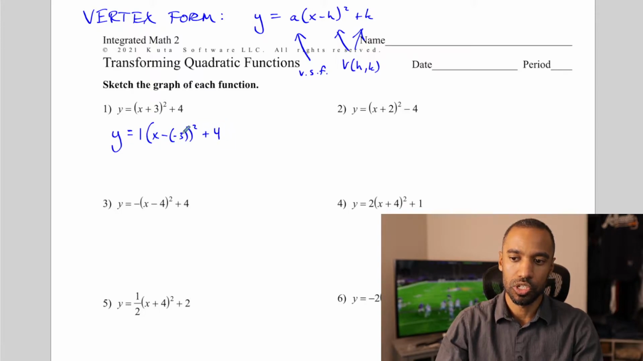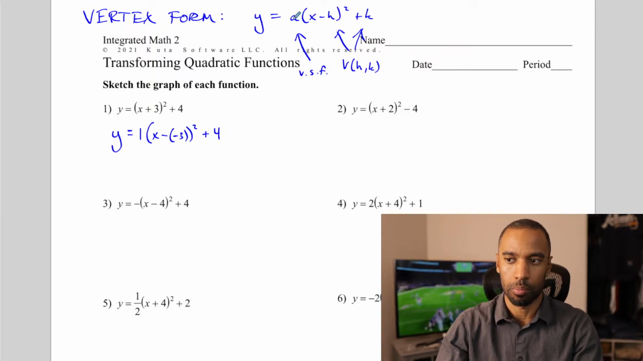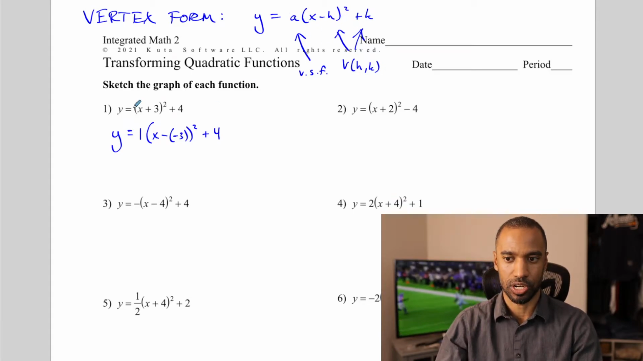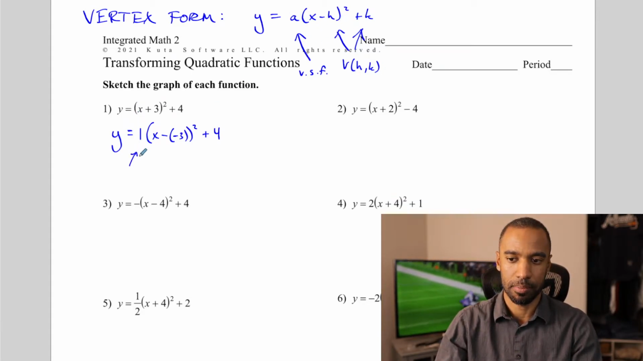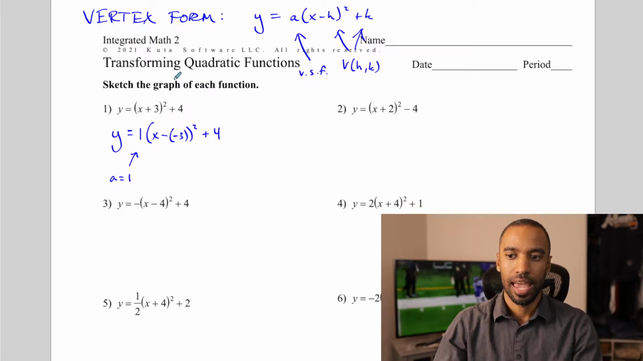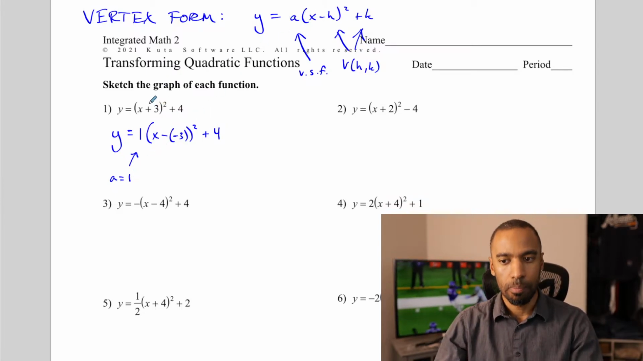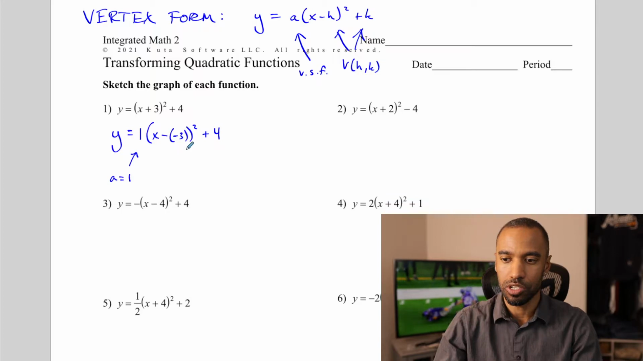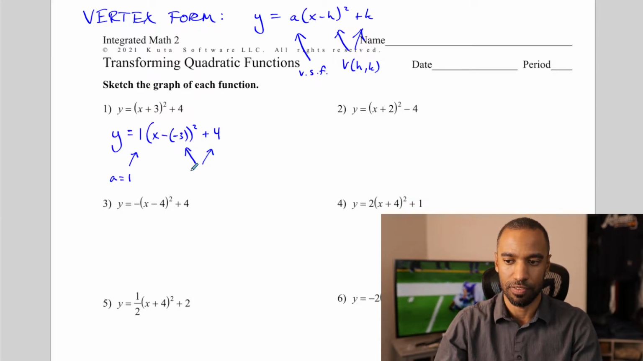And I'm mentioning all this so you know exactly what values, what parameters we're working with on a, h, and k. I don't see a number in front of there, so that means that the a value is 1. And what are we subtracting to make this say plus 3? We are subtracting a negative 3. That means the h value is negative 3, and of course the k value is 4.